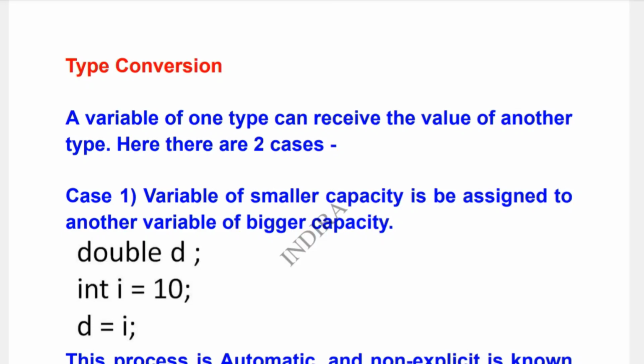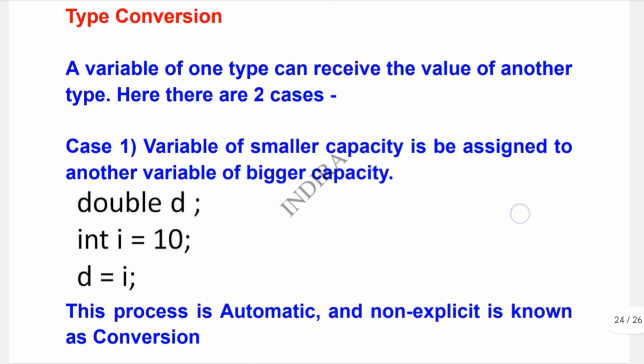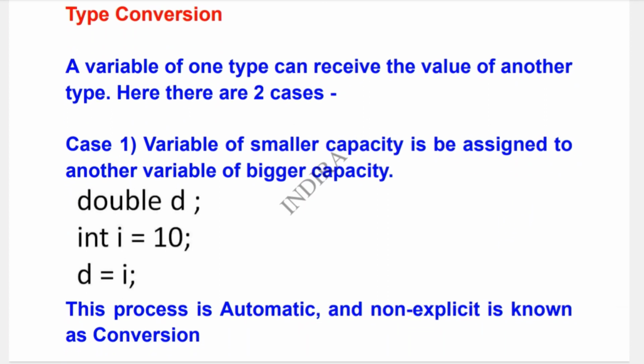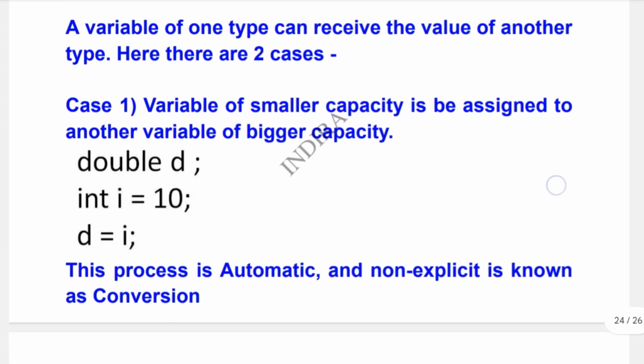Coming to the definition of type conversion, a variable of one type can receive the value of another type. Here, a is the variable, and it receives another type of value, that means it may be float or boolean or integer, whatever it is. In case one variable of a smaller capacity is assigned a value of bigger capacity, that is conversion.